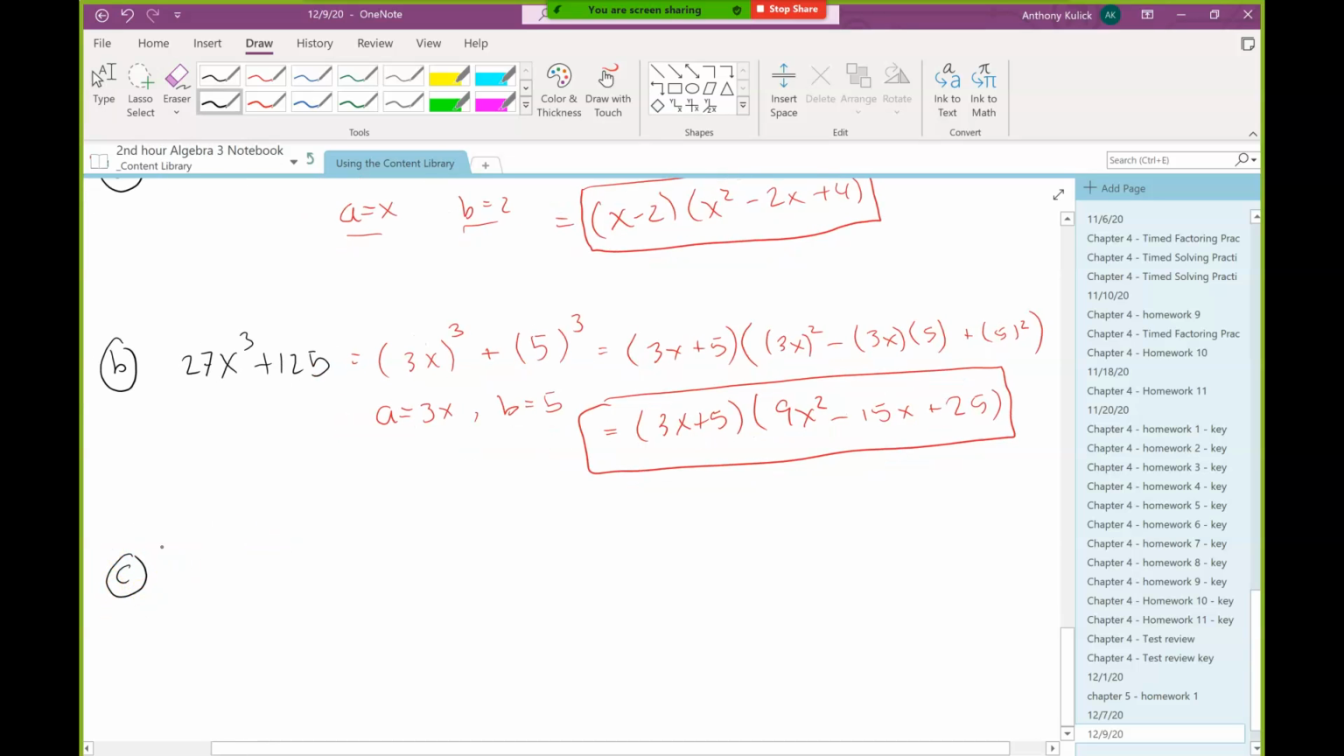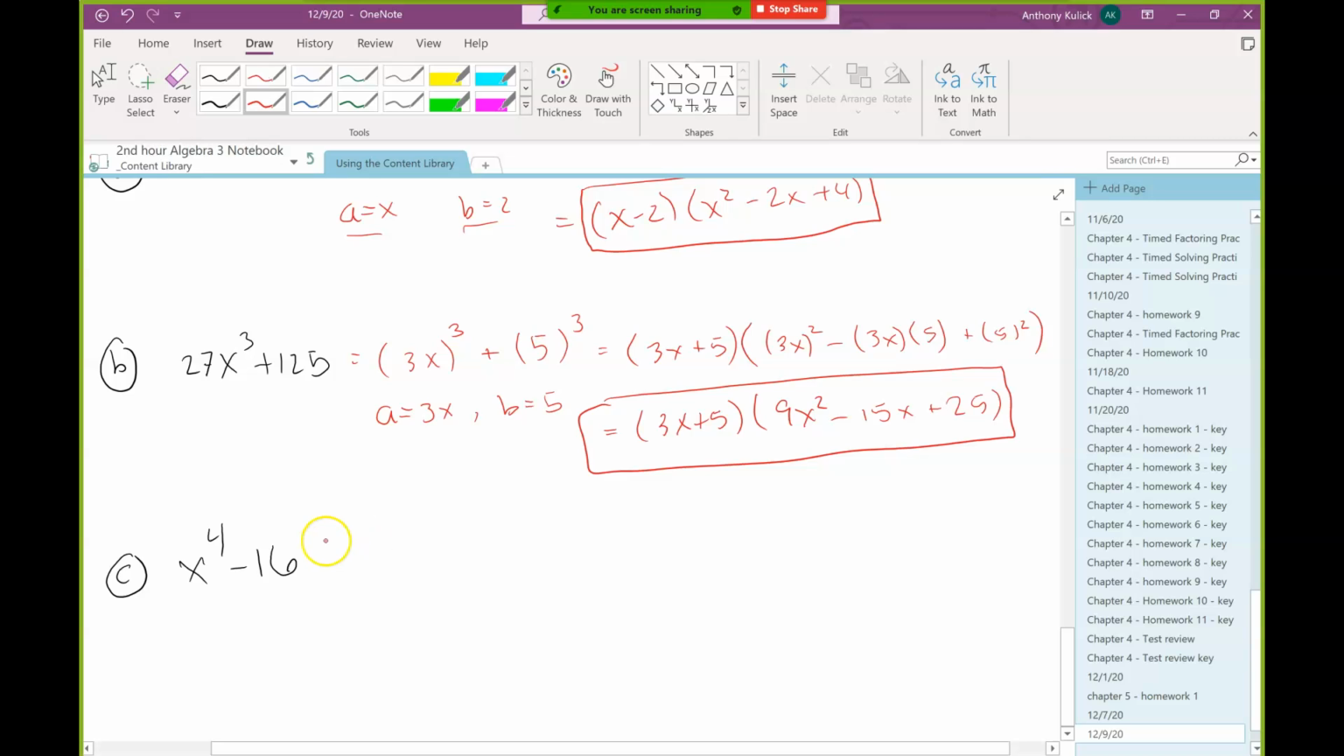So let's do another. What if we have x to the fourth minus 16? Well, since I have an x to the fourth here, I know that I don't have a sum or difference of cubes, because I need an exponent that's divisible by 3 for that to happen. So x to the fourth is not going to work.